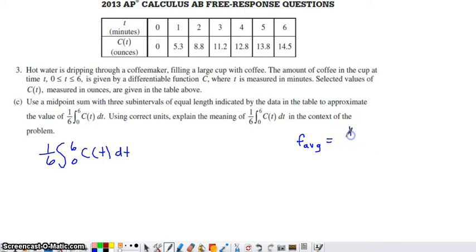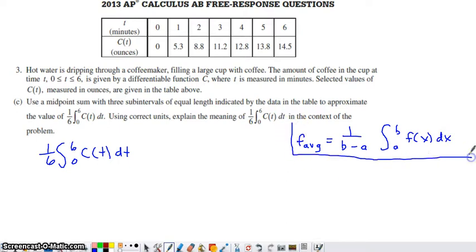The formula for the average value of a function on the interval from a to b is usually specified by 1 over b minus a times the integral from a up to b of the function with respect to the variable that's in the function. So this formula is really being applied to the function c on the interval from 0 to 6. So we hopefully recognize this as an average value of c.